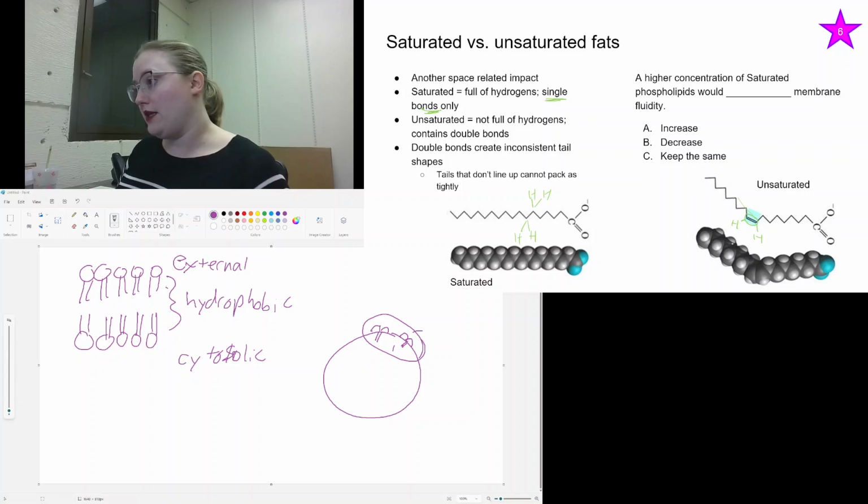So we get these bent fatty acid tails. If we have some phospholipids that have these very linear tails and some phospholipids that have these bent tails, we're going to get different membrane fluidities. So think about this for a second. If we have more of these linear tails, would the fluidity be higher, lower, or the same?